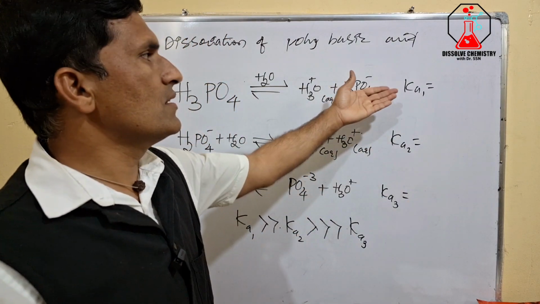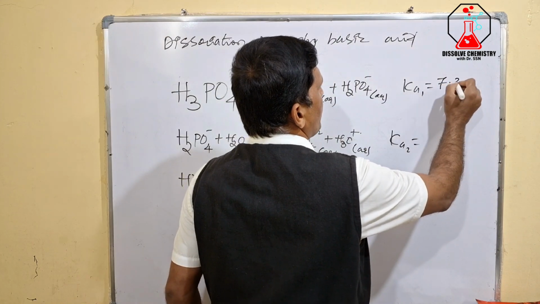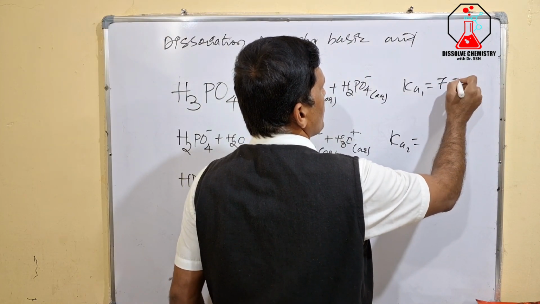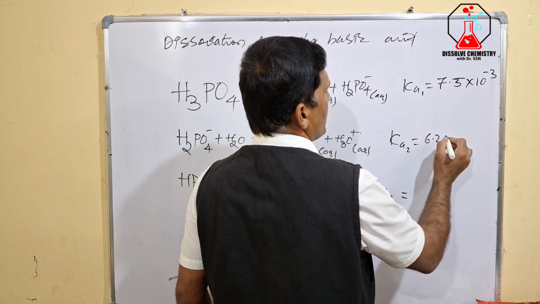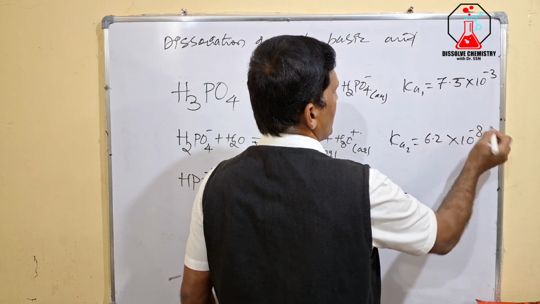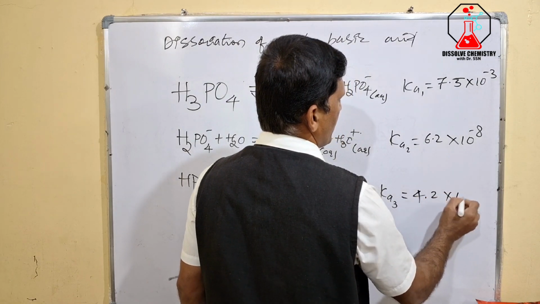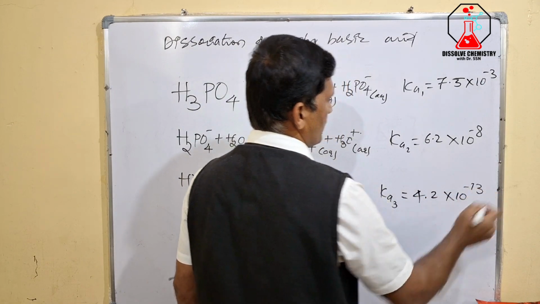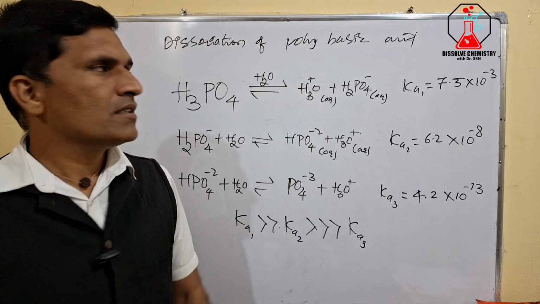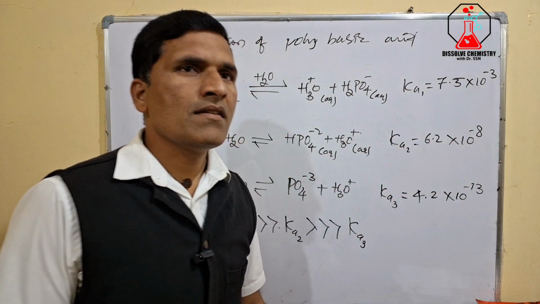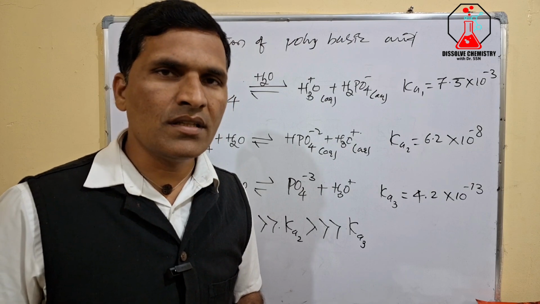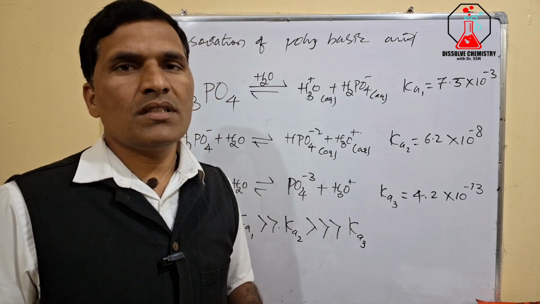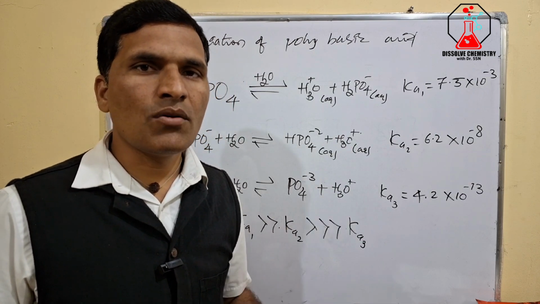Okay, so let us see these values. 7.5 into 10 to the power minus 3, 6.2 into 10 to the power minus 8, 4.2 into 10 to the power minus 13. So you can see the values, which clearly indicate that as you go for the second dissociation and third dissociation, the dissociation constant becomes very low.